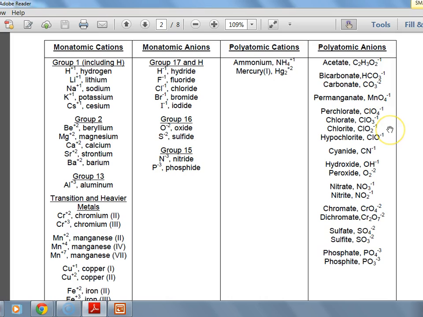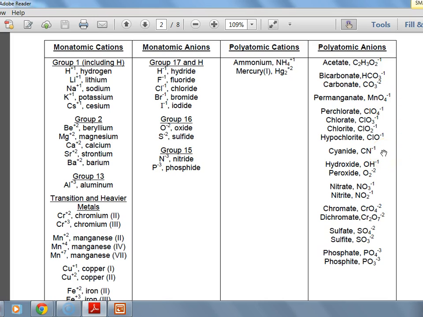Chlorate and chlorite decrease by 1 oxygen, and then I always say the bookends are the longer ones, the perchlorate and the hypochlorite, 4, 3, 2, and 1 oxygen respectively. Permanganate is very similar to perchlorate, it just has manganese instead of chlorine. With the bicarbonate and carbonate, you're short 1 positive hydrogen, so that's why the charge goes down by 1 with carbonate.